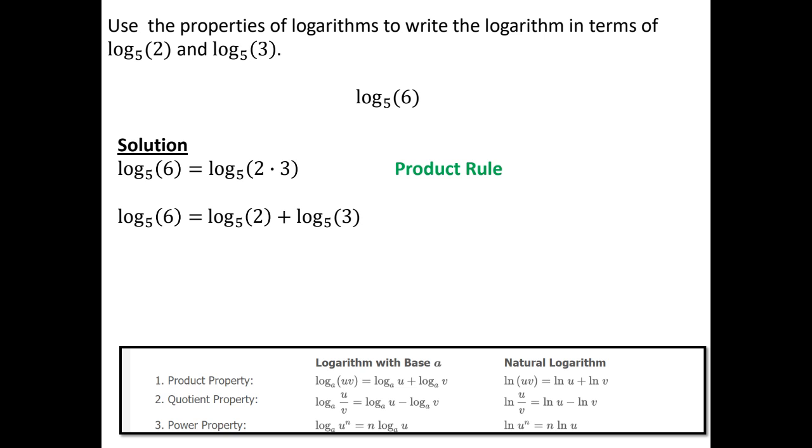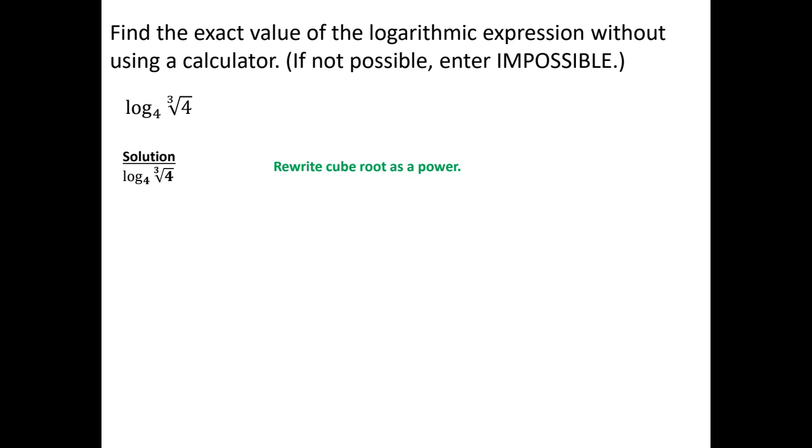Okay, so this is all I had to do. The problem asked me to rewrite log base 5 of 6 into a log base 5 of 2 and a log base 5 of 3. And here you go. That's all I had to do. Okay. All right. So let's look at another example.